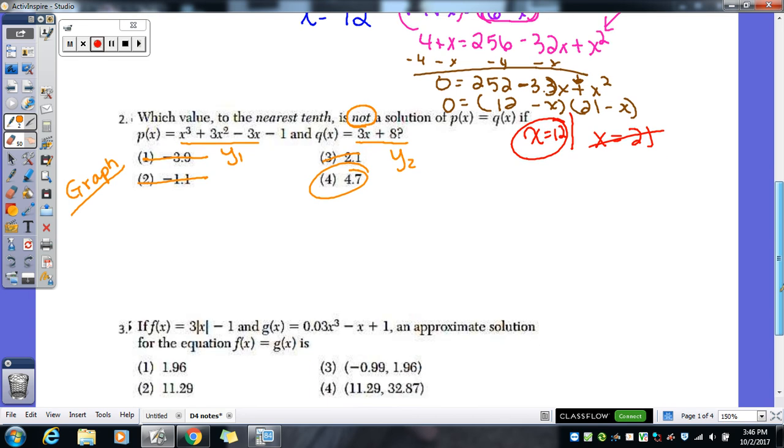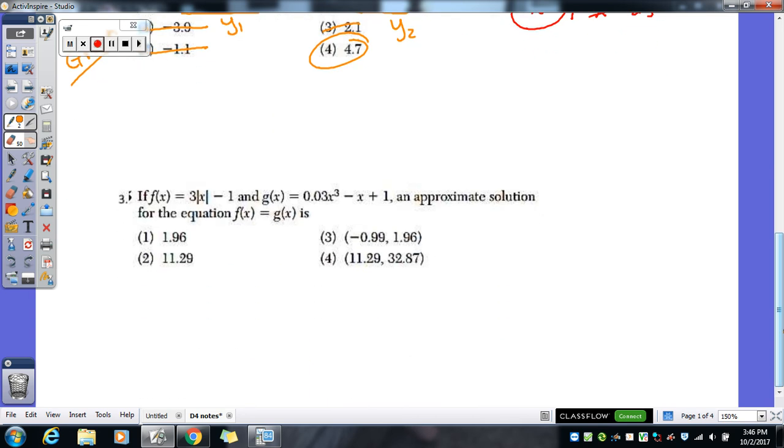Alright, let's try our third one here. So we have f of x equals this. So that's going to be my y1. Then I've got g of x equals this. So that's going to be my y2. They want us to find the approximate solution. So when it wants the full solution, we're looking at one of these two. So let's go type this in.